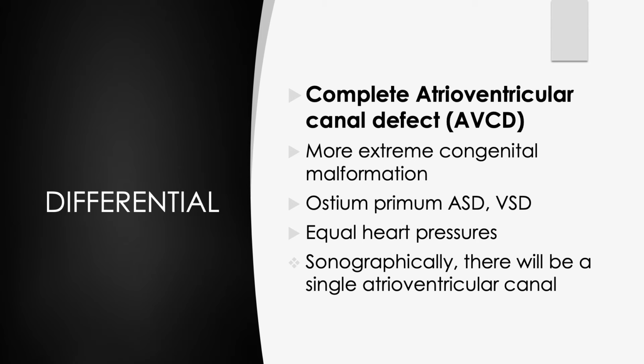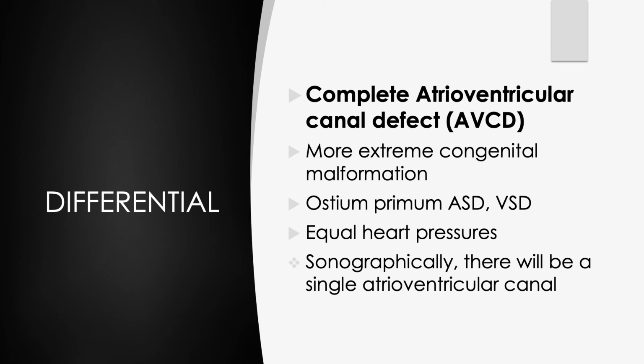An atrioventricular canal defect, or AVCD, is a more extreme congenital malformation in which there is a single atrioventricular valve due to the ostium primum ASD and a defect in the ventricular septum. The key in differentiating an ostium primum ASD from a complete AVCD is visualizing separated atrioventricular valves. An AVCD results in equal pressures on both sides of the heart, where in normal situations the pressure should be higher on the left side than the right.